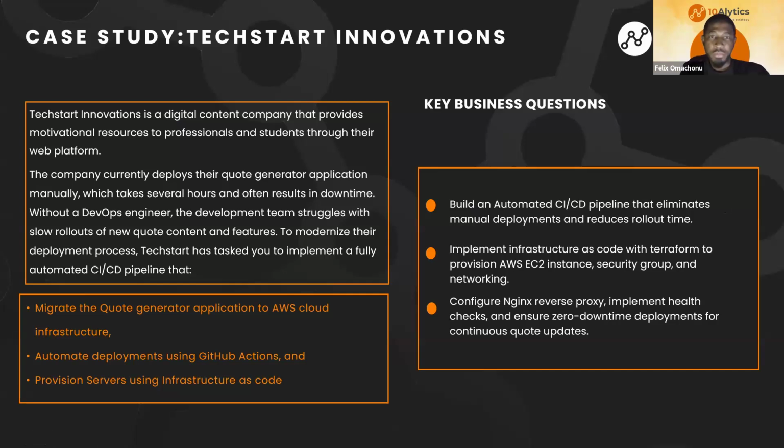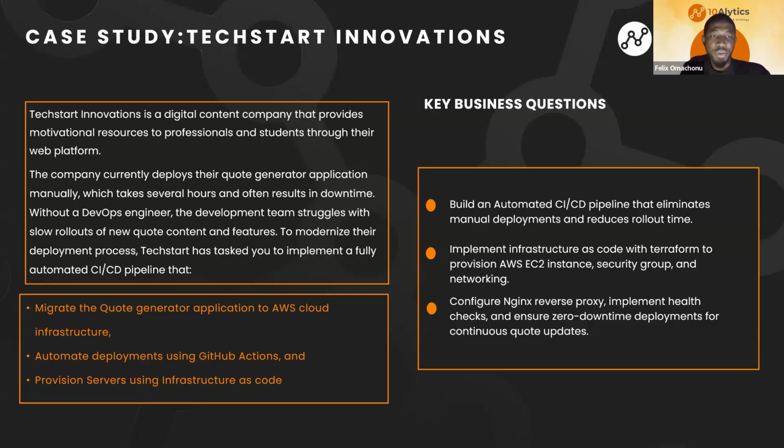So today we'll be demonstrating a pipeline deployment. We'll be deploying an application from scratch to production. But we have a case study here that we'll be working on. A company named TechStack Innovations is a digital content company that provides motivational resources to professionals and students through their web platform, right? The company currently deploys their quote generator application manually, which takes several hours and often results in downtime. Without a DevOps engineer, the development team struggles with slow rollouts of new code, content, and features.